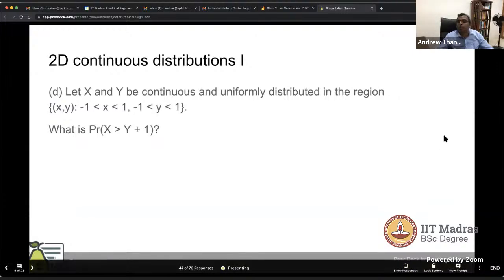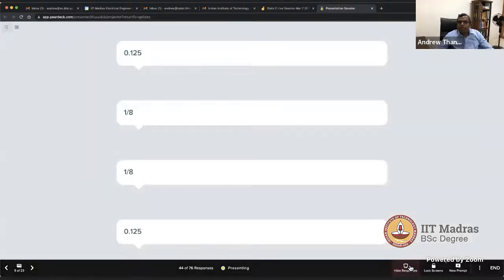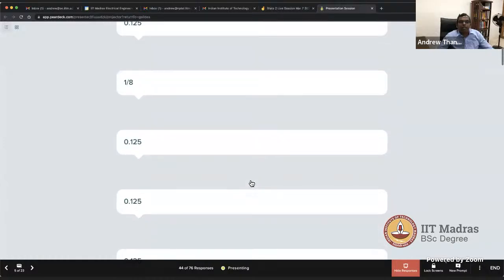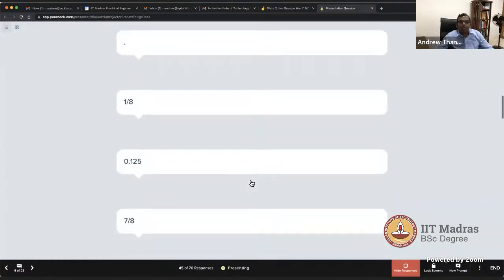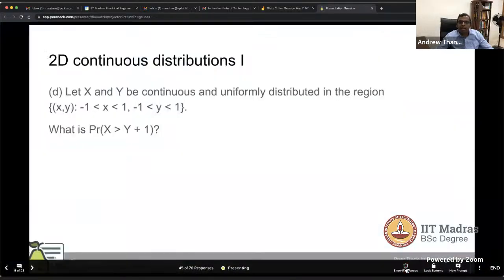The code is ZUBPEJ. Okay, so let's see the answer. I think yeah, 1/8 is the answer. Many people have got that. So it's not 7/8, it's 1/8. The event is X greater than Y plus 1. Take a look at it.